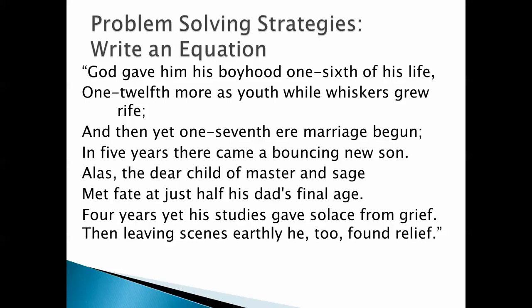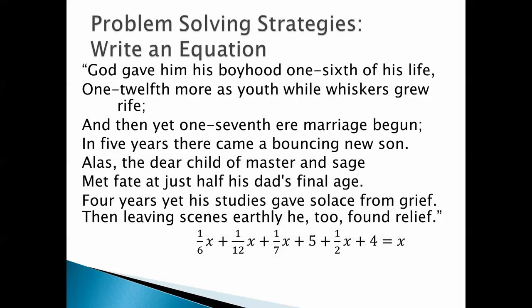This riddle enables us to come up with an equation for Diophantus's age when he died. So again, boyhood was 1/6 of his life. If his total life was x, then 1/6 of x is his boyhood. Add to that a 1/12 of his life, in other words, 1/12 x. Add to that 1/7 more before marriage begun. So he spends 1/7 of his life after youth waiting for marriage. And then after that, 5 years more and comes a son. So far, he has spent 1/6 of his life, a 1/12 of his life, a 1/7 of his life, and now 5 years. And then his son only lives for half of his dad's final age.